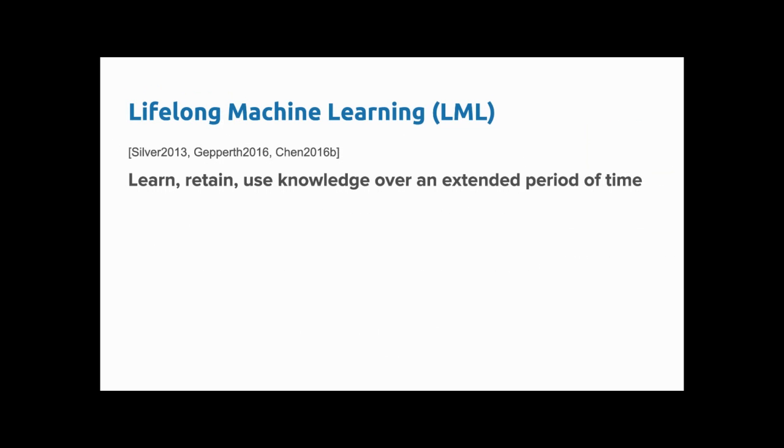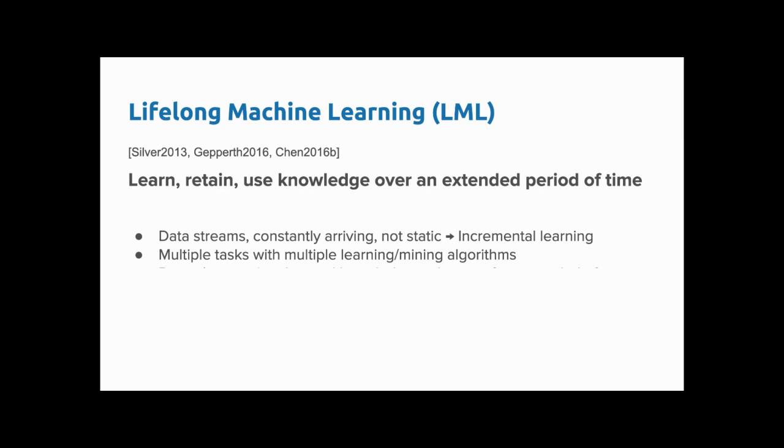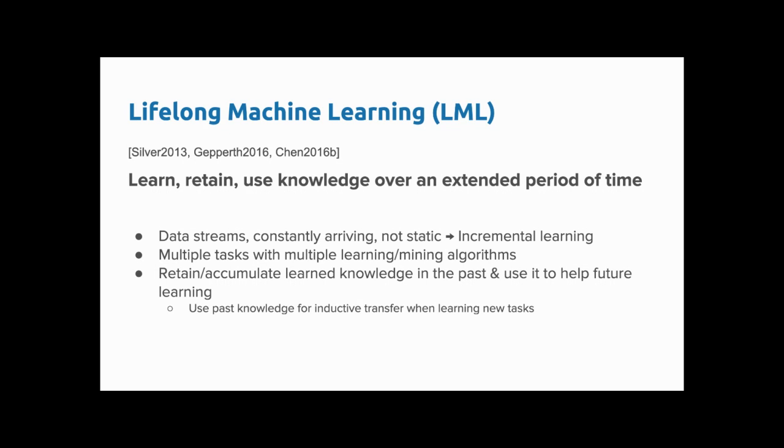And so this brings a line of research around lifelong machine learning, and the goal is to learn, retain, and use knowledge over an extended period of time. Under this learning framework, we assume that data comes as a stream, so it's constantly arriving and changing. It's not static. Second, we may have multiple learning tasks going on instead of just having to deal with one task, for example, classifying images of animals. And then it allows retaining or accumulating previous knowledge and leveraging that more effectively to help future learning.